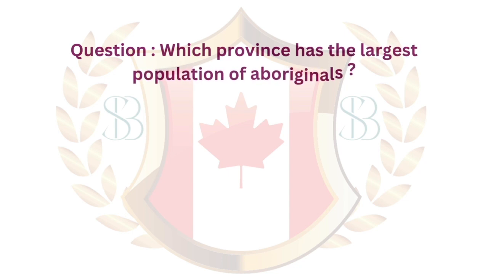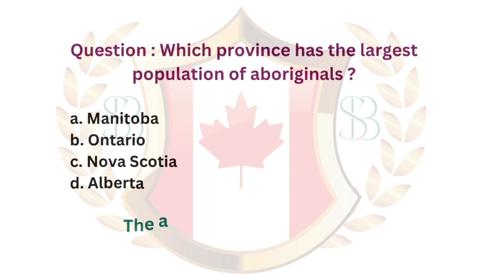Question. Which province has the largest population of Aboriginals? A. Manitoba. B. Ontario. C. Nova Scotia. D. Alberta. The answer is A. Manitoba.